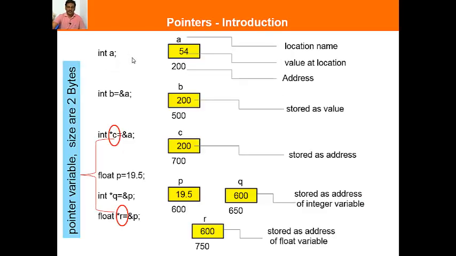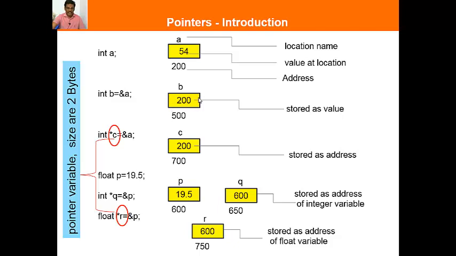Integer a is an ordinary variable. For example, a equal to 54, that 54 is assigned to that location. A is the location, 54 is the value at the location, 200 is the address. In integer b equal to &a, b is also an ordinary variable, and it has 2 bytes. If you try to assign the address of a, &a, that is 200, it is assigned to b.